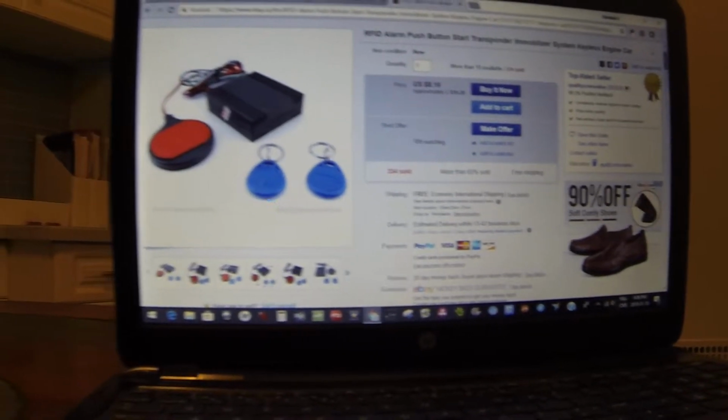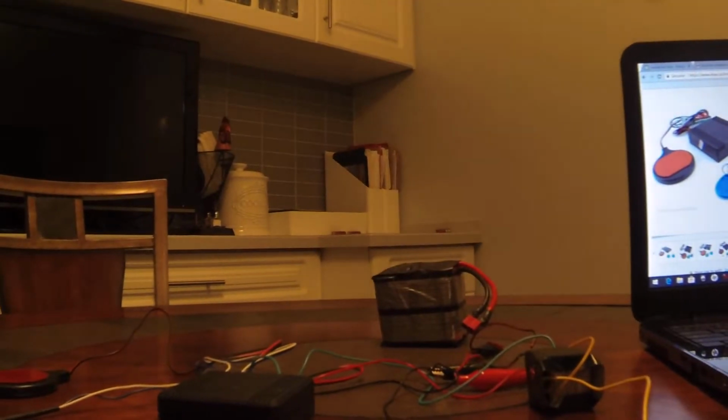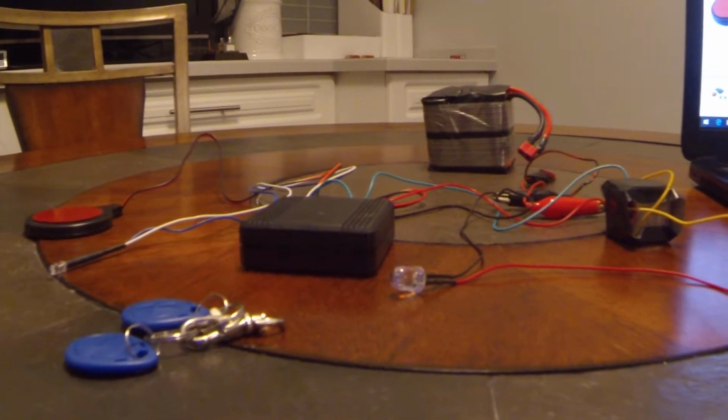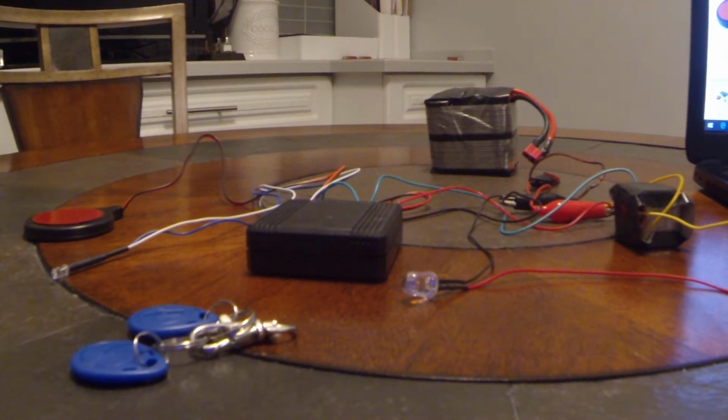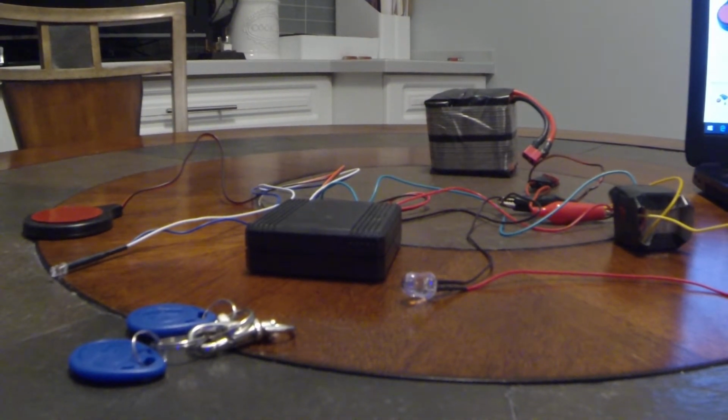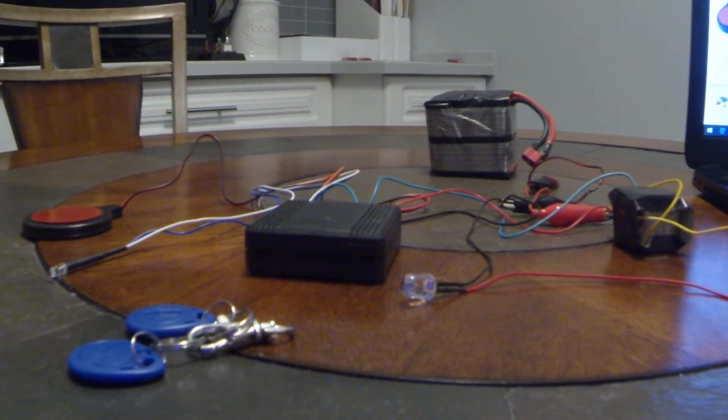The problem is, when I finally got this thing, the documentation isn't quite clear, but what it actually is, in fact, is a system that turns off a circuit, not turns on. Essentially, it comes with three loose wires.